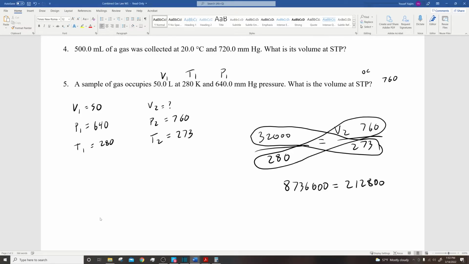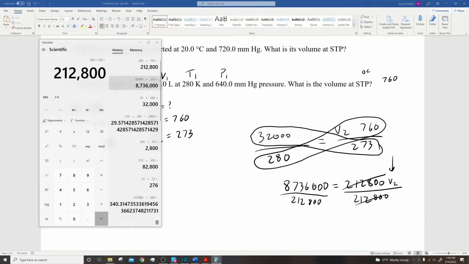And then don't forget the V2. That's the most important part. If you forget the V2, you're going to divide backwards. It happens all the time. So bring down the V2. Now our last step is always isolating the variable. To do that, we're going to divide both sides by 212,800. That's going to cancel. Now we can go to our calculator, pick our old number.